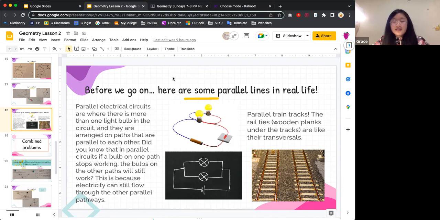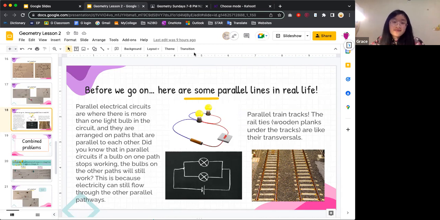So maybe you guys have in class played with those electrical circuits where you've got lemons or something and you've got to plug one side of the electric circuit in there. Okay, that's really random, sorry.